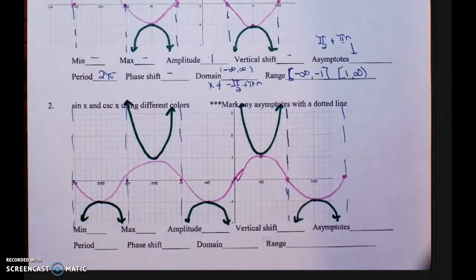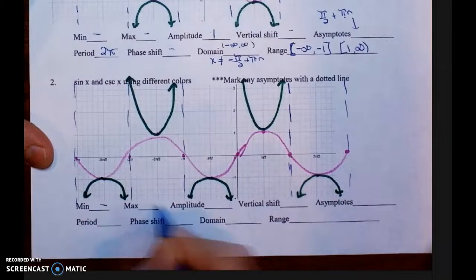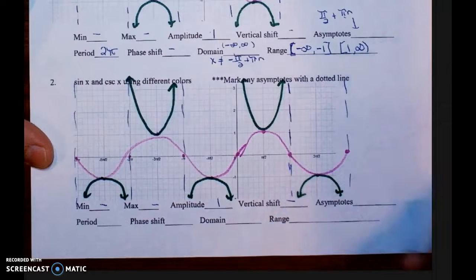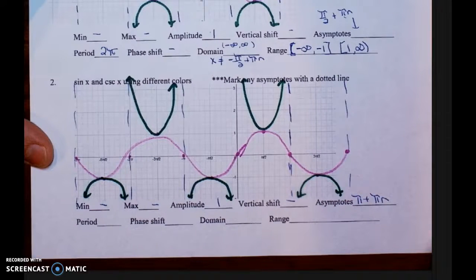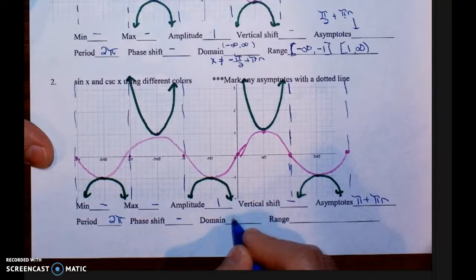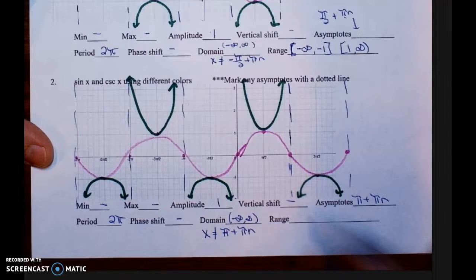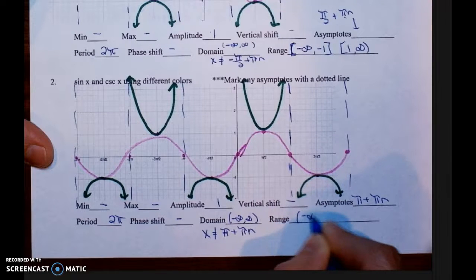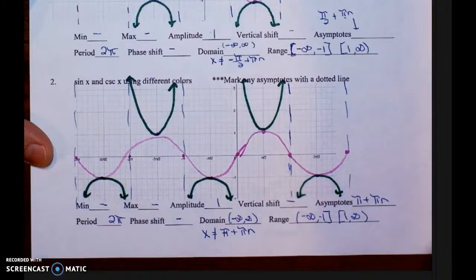Lots of similarities in terms of the properties for this one as well. No min, no max, amplitude of 1. Our asymptotes are pi plus pi n. Our period is still 2 pi. In this case, we don't have a phase shift. Our domain is negative infinity to infinity, except for, again, x cannot be equal to pi plus pi n. Our range is still the same, negative infinity to negative 1, and from 1 to positive infinity.